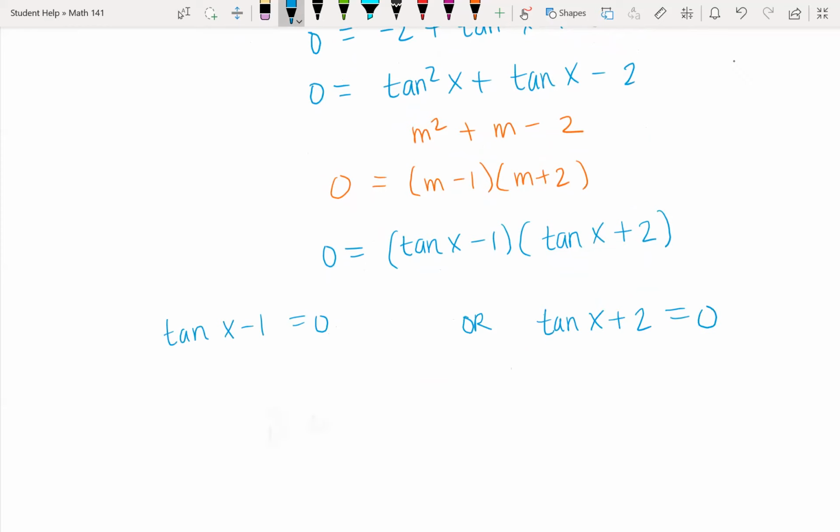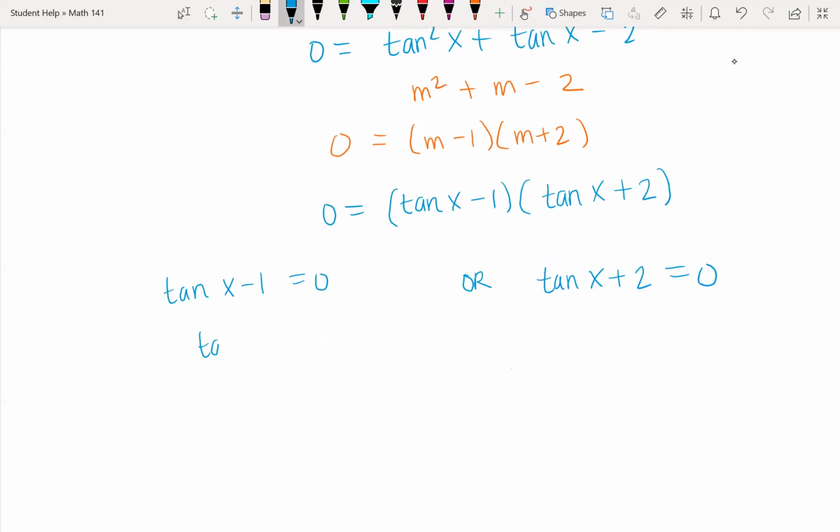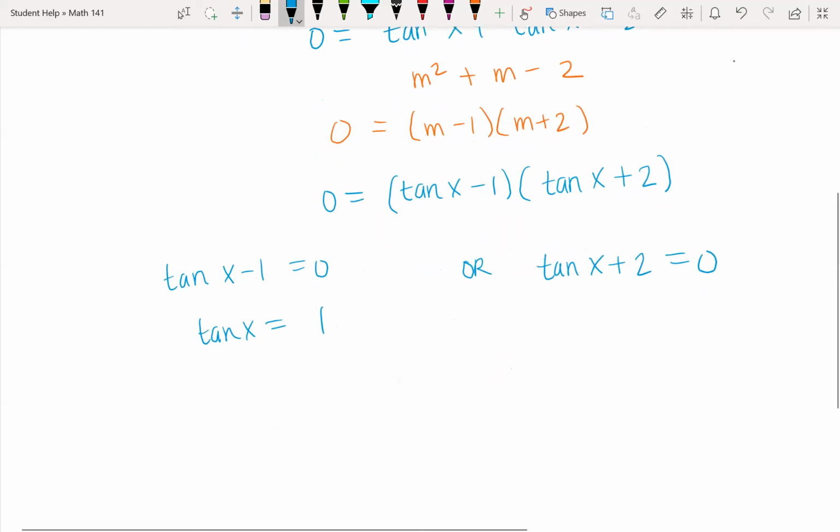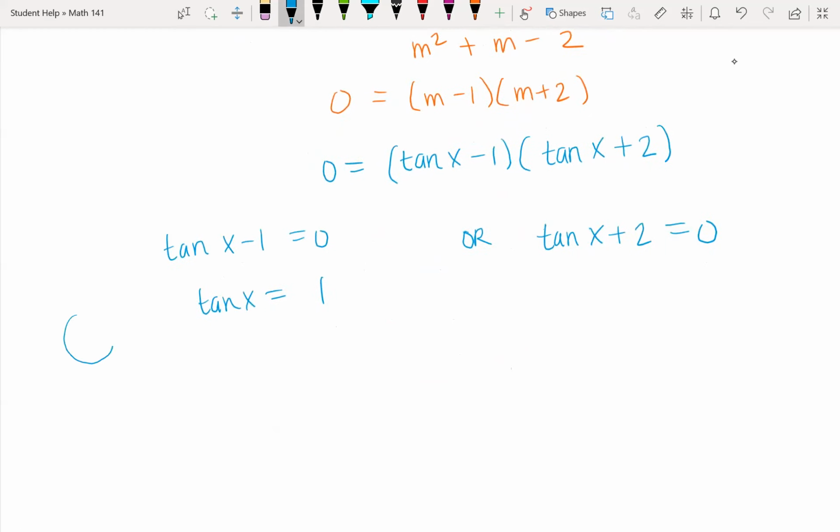So for the one on the left, tangent of x equals 1. That's one of the ones that's on our unit circle. That happens at pi over 4 and 5 pi over 4. So x is pi over 4 or 5 pi over 4.